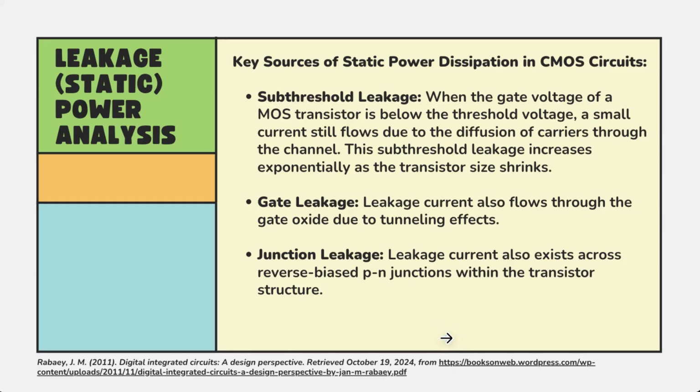Gate leakage. Leakage current also flows through the gate oxide due to tunneling effects. Junction leakage. Leakage current also exists across the reverse-biased PN junction within the transistor structure.